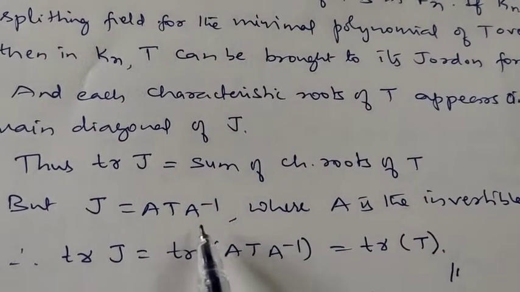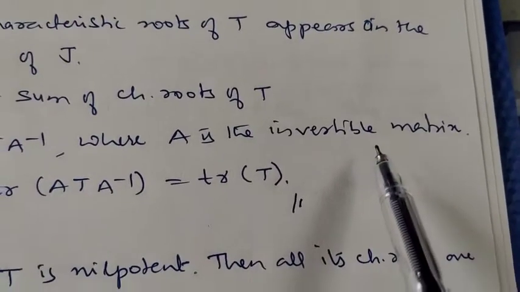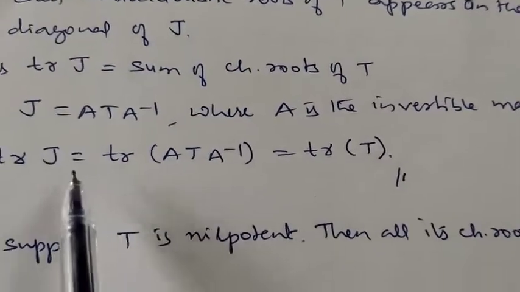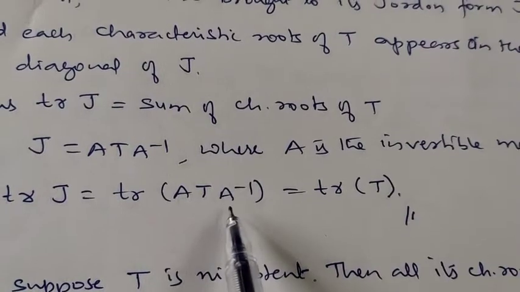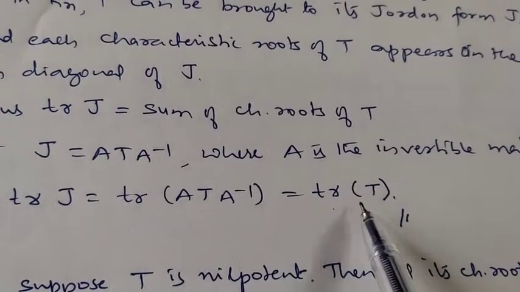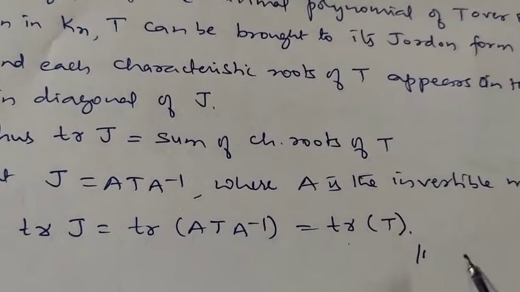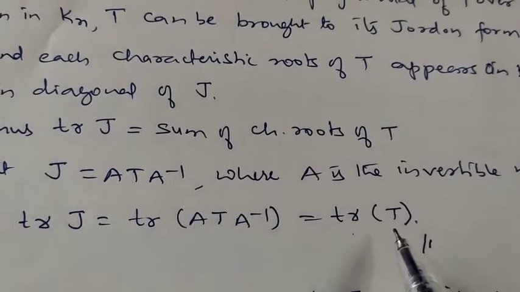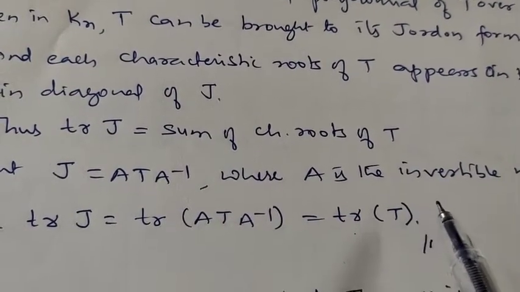But J is equal to A T A inverse, where A is an invertible matrix. Therefore the trace of J is the trace of A T A inverse, which we have just shown equals the trace of T. So the trace of T is equal to the trace of J, which is the sum of characteristic roots of T. Therefore the trace of T is the sum of characteristic roots of T, which is the required result.